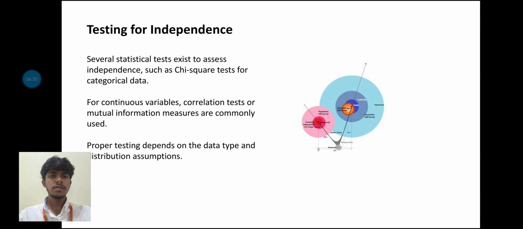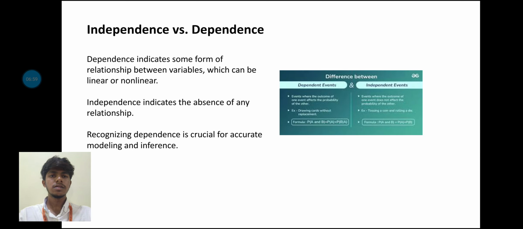Testing for independence. Several statistical tests exist to assess independence, such as chi-square tests for categorical data. For continuous variables, correlation tests or mutual information methods are commonly used. Proper testing depends on data type and distribution assumptions.